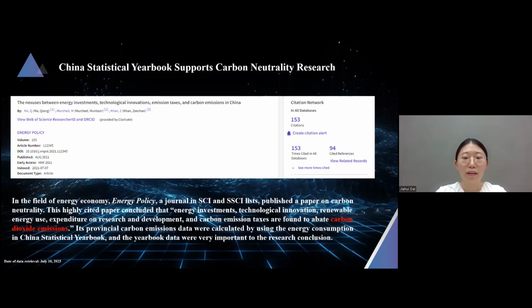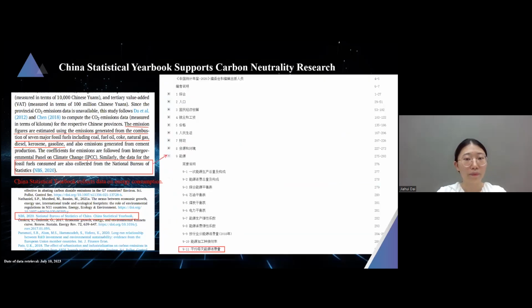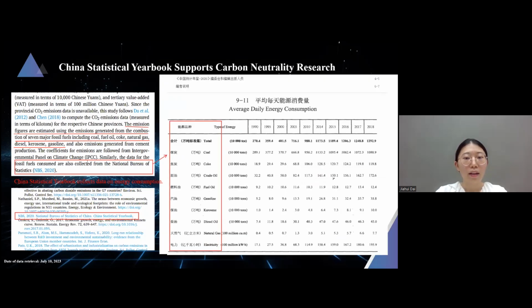The article says part of carbon emissions are estimated using the emissions generated from the combustion of 7 major fossil fuels: coal, fuel oil, coke, natural gas, diesel, kerosene, and gasoline. The authors use China Statistical Yearbook to obtain energy consumption data. The yearbook clearly records the energy consumption of coal, coke, fuel oil, etc.